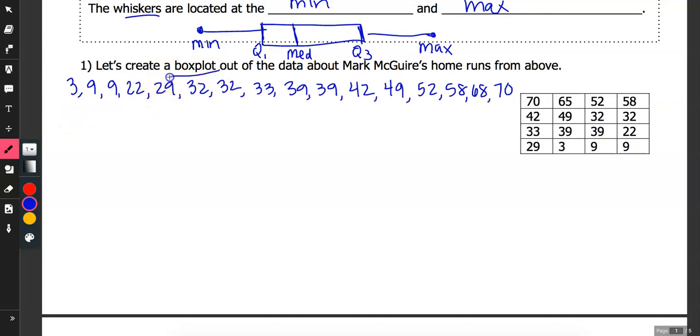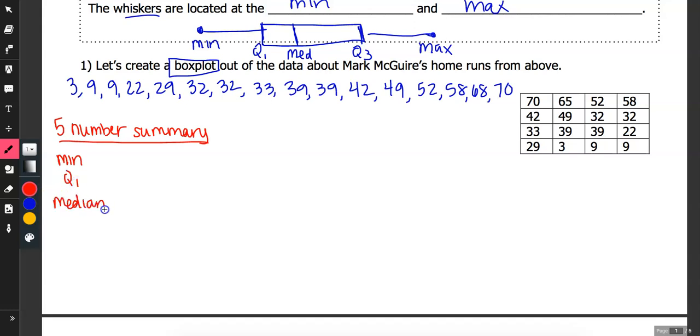If I want to create a box plot, I always have to find the 5-number summary. So let's write that off to the side. The 5-number summary is going to be our minimum, then Q1, then the median, then Q3, then the maximum. We usually write them in this order. We already found the median above. The median was 36, which we found earlier by crossing off first and last. We also know the minimum, 3, and the maximum, 70, so those are easy.